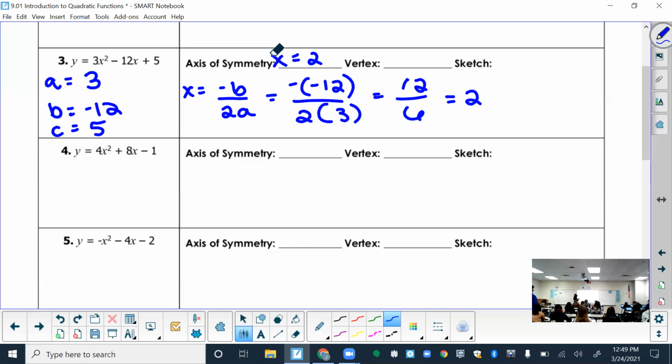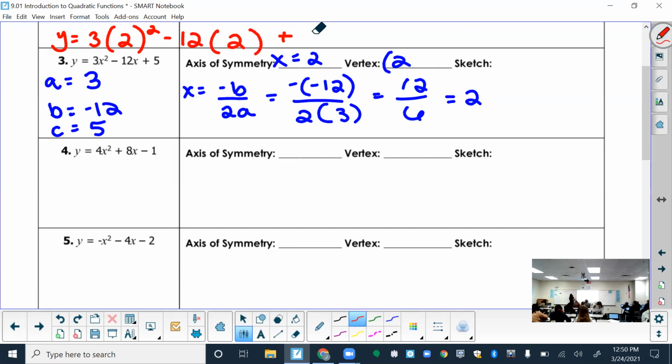All right. So now we need to figure out the vertex. How can I figure that out? Plug in the x value. What was the x value? 2. So that's what we just solved for with the axis of symmetry. Now we need to figure out the y by plugging it into the formula that we were given. So instead of x, we're going to put in 2. So 3 times 2 squared minus 12 times 2 plus 5.